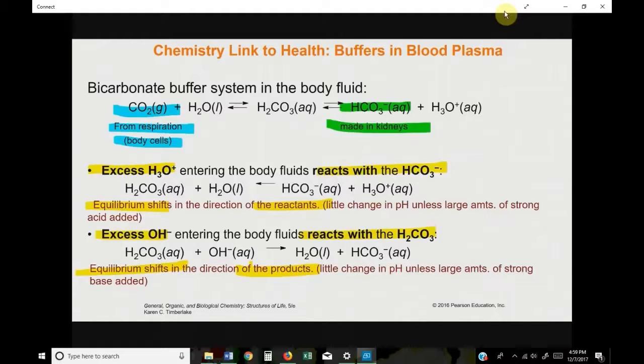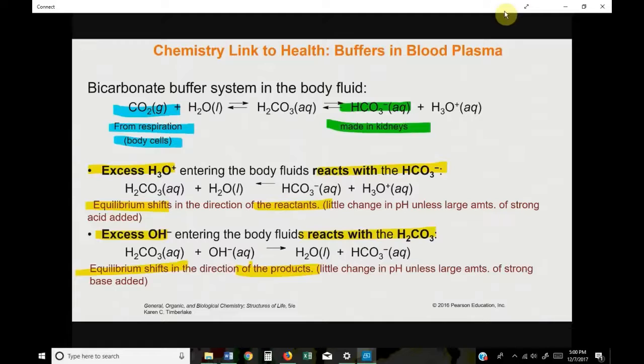So if we have any excess acid or hydronium entering the body, the body fluids are going to react with it, with the bicarbonate. Remember the buffer: if we add acid, then the base in the buffer is going to react with the acid, and we will have a shift in our equilibrium to the left. If we have a decrease in our hydronium concentration, then our pH is only going to change slightly, if we don't put too much acid in the system.